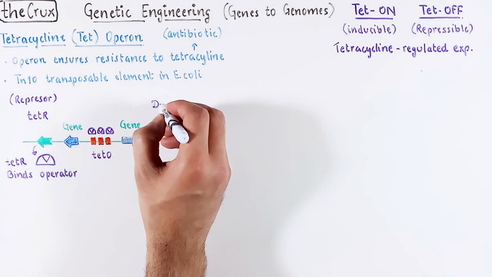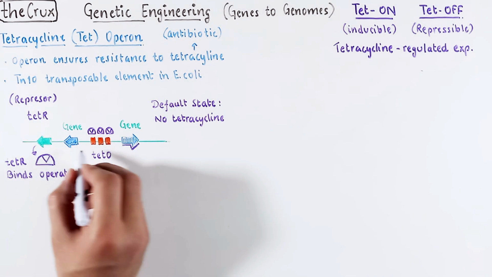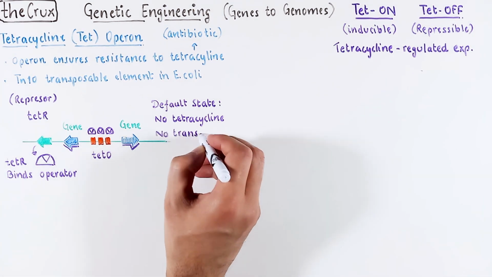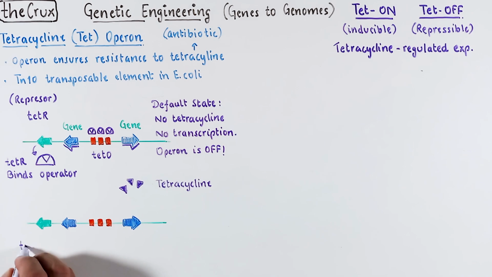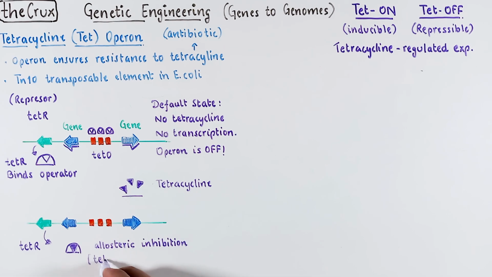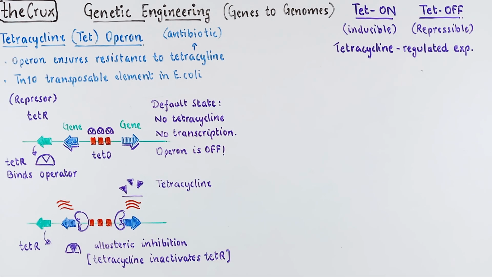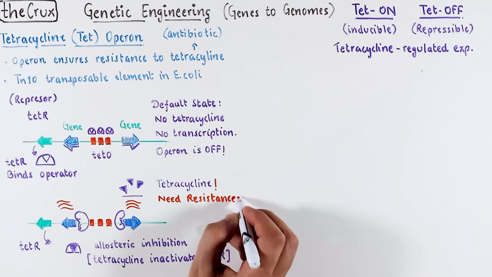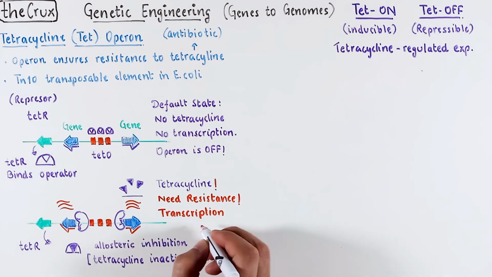In the default state, when no tetracycline is present, you don't need to waste energy making products from these Tet Operon genes. And this is what happens. The tetR binding to the operator keeps the operon off. But when tetracycline shows up in the environment of E. coli, tetracycline binds to this repressor and allosterically inactivates it. Now, the tetR cannot bind the operator. The genes are now freely transcribed and proteins from this Tet Operon are made. So, when tetracycline is around, bacteria needs resistance, and allosteric inhibition makes sure Tet Operon is activated.